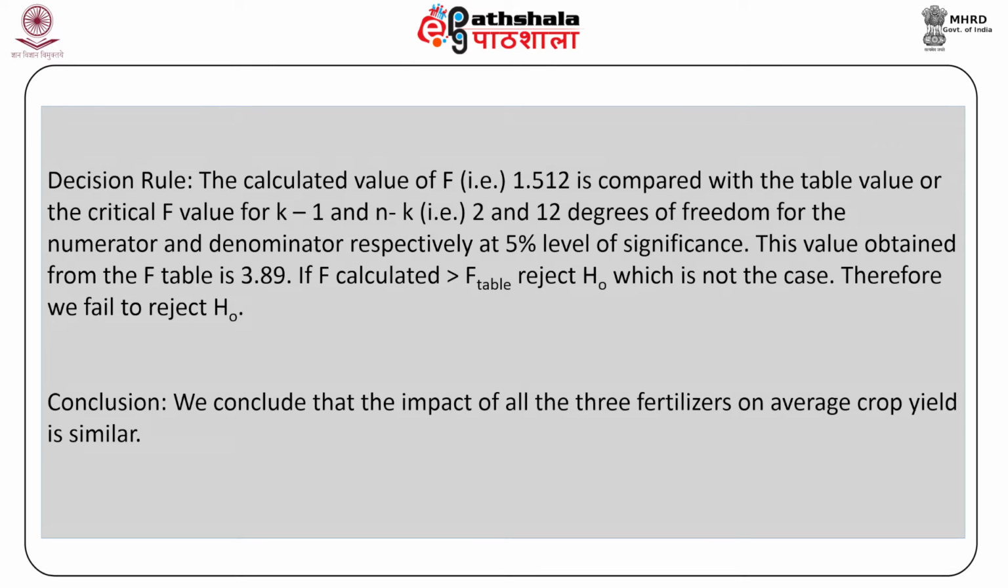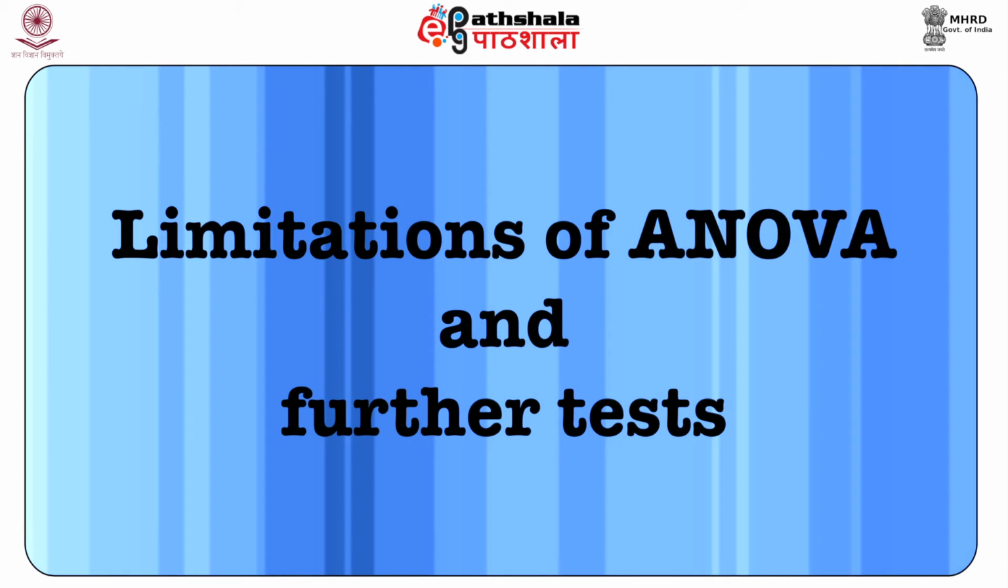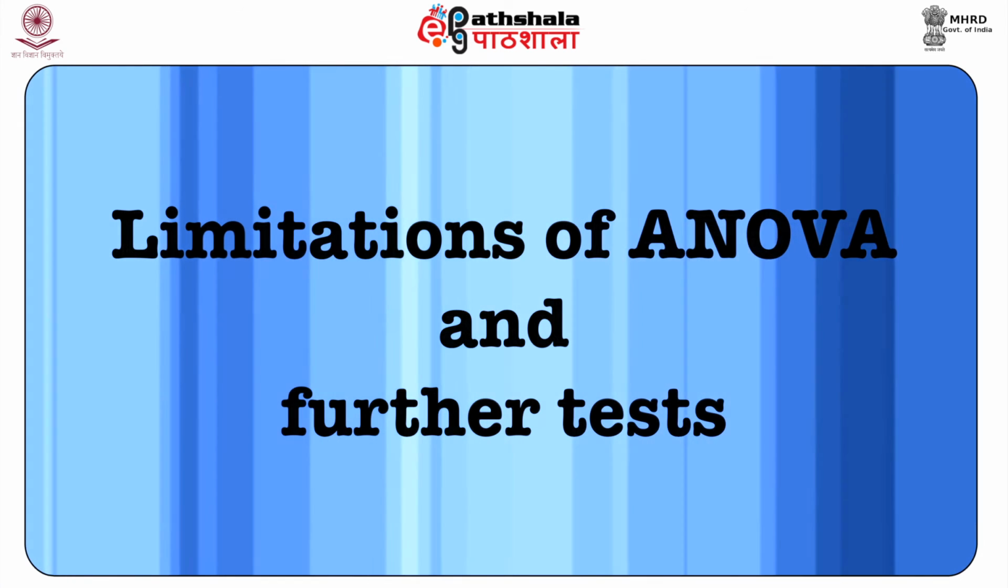This is not the case in our current example, because the calculated value of F is 1.512 and the tabulated value is equal to 3.89. Therefore, we fail to reject the null hypothesis H0. So, what is the conclusion? The conclusion from this decision rule is that the impact of all the three fertilizers on average crop yield is similar.